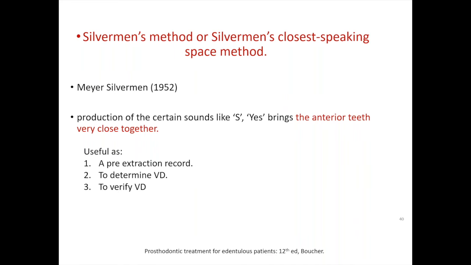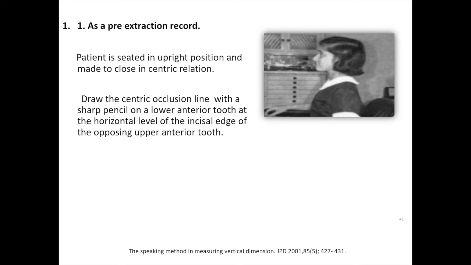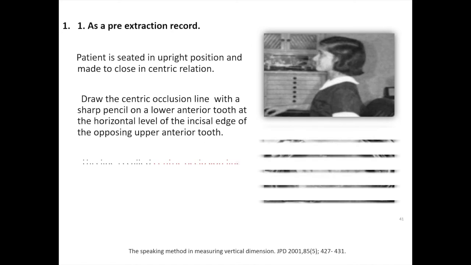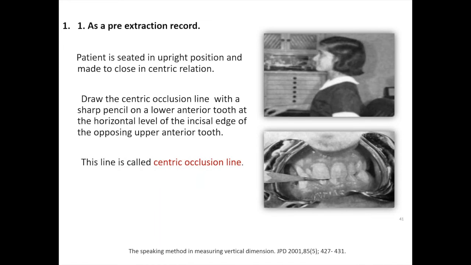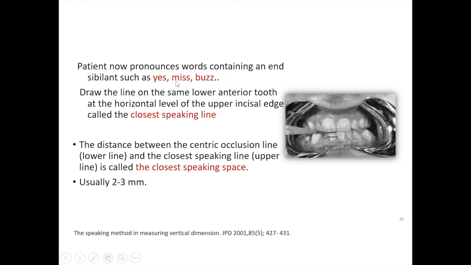As a pre-extraction method, the patient is seated in the upright position and made to close in centric relation. Draw the centric occlusion line with a sharp pencil on a lower anterior tooth at the horizontal level of the incisal edge of the opposing anterior tooth, and this is called the centric occlusion line. Now ask the patient to pronounce words like yes, miss, buzz. Draw a line on the same lower anterior tooth at the horizontal level of the upper incisal edge, and it's called the closest speaking line. So now the distance between the centric occlusion line and the closest speaking line will give us the closest speaking space, which is usually 2 to 3 millimeters.